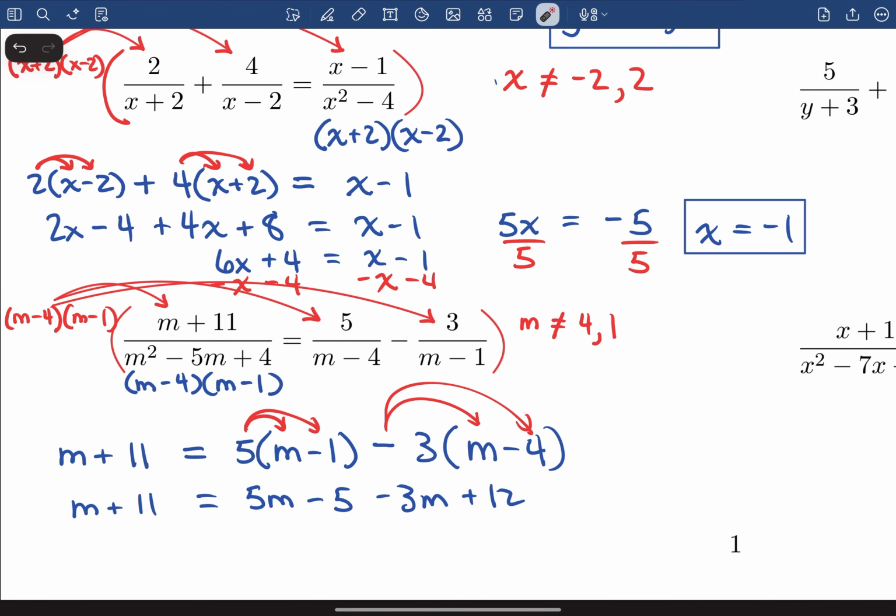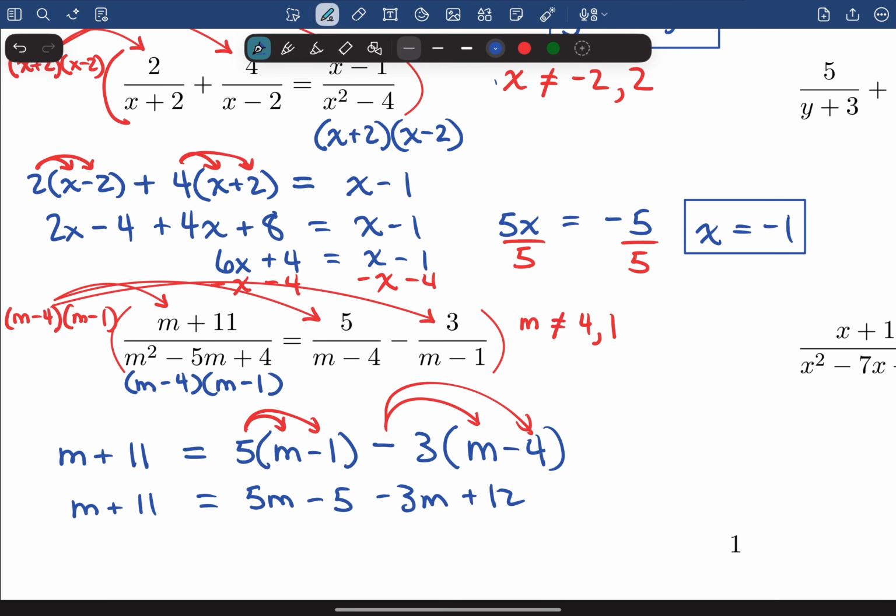Great. So we're to this point, and we have a linear equation. So let's simplify it. Let's make it look easier. m plus 11 equals, well, 5m minus 3m. I'm combining like terms, and I get 2m. And negative 5 plus 12, which gives me a positive 7.